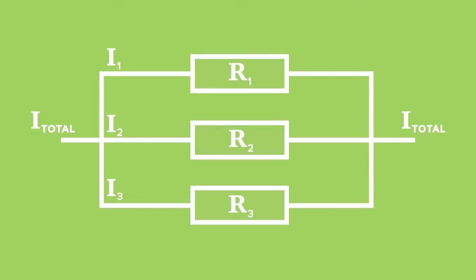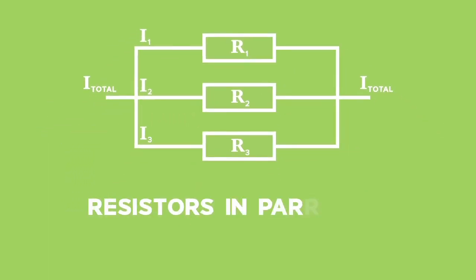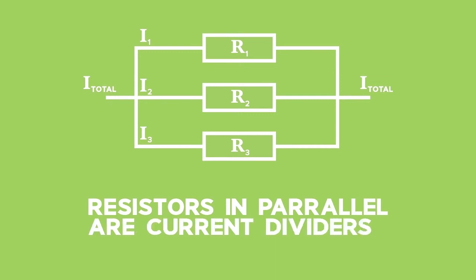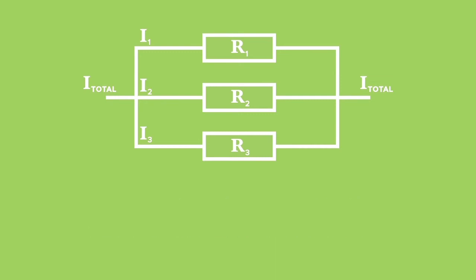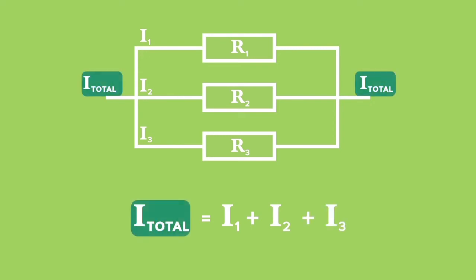If we look at the circuit here, we see that there's more than one path to get to the other side of the circuit. The current divides proportionately between the resistors. Where there is less resistance, more current will flow, but the total always adds up. Thus, resistors in parallel are current dividers. And the current through branch I1 plus the current through branch I2 plus the current through branch I3 will add up to the total current.